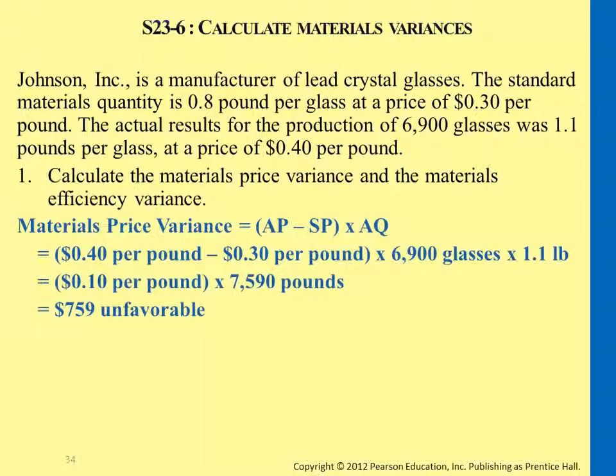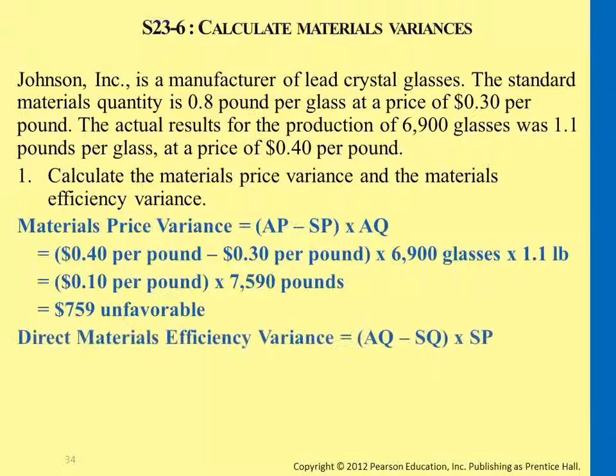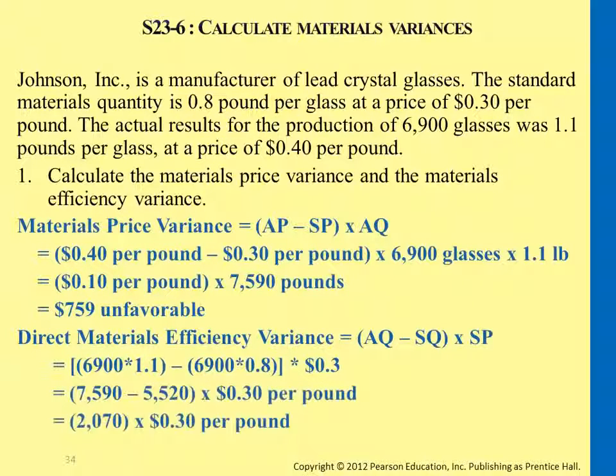Okay, what about efficiency variances? We will be using the differences in terms of the pounds that we expect to spend, the quantity-wise. So for 6,900 glasses, we planned to use only 0.8 pounds for each glass, but we used 1.1. So you can pull the 6,900 out. Basically, it's just the difference between these two, 1.1 minus 0.8. And then for each pound, we expect to spend 30 cents, the standard price. So overall, the variance should be $621.